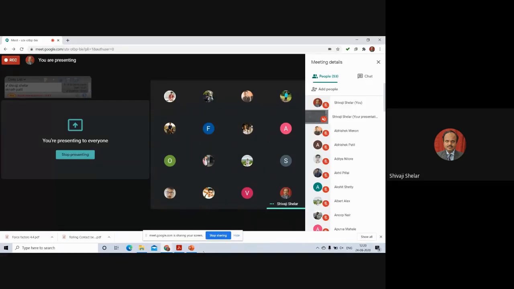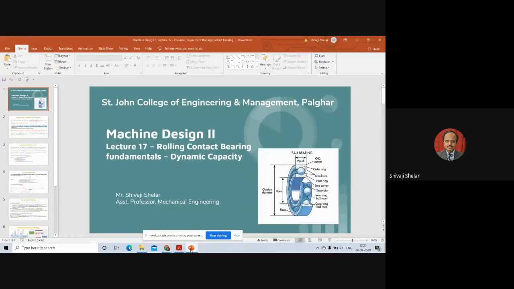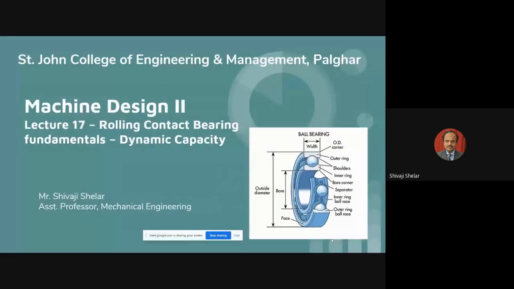Okay. So we are starting the meeting. Today's session is on rolling contact bearing fundamentals. We are extending the previous session.